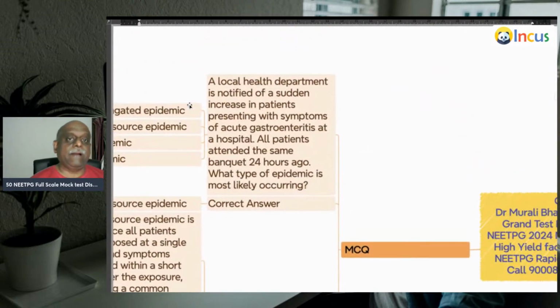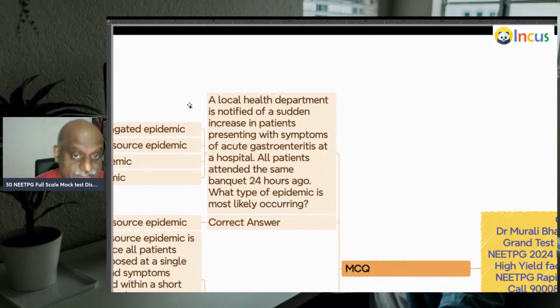A local health department is notified of a sudden increase in the patients presenting with symptoms of acute gastroenteritis.